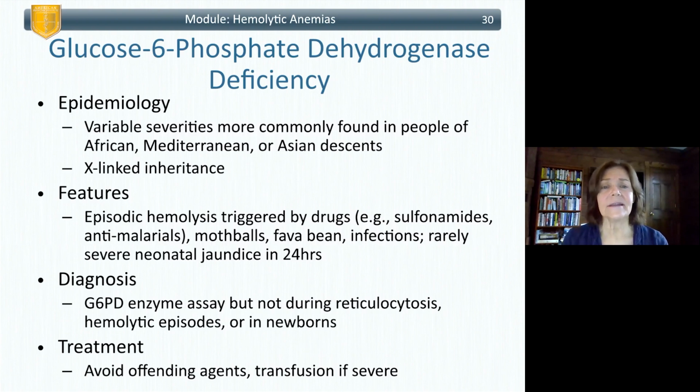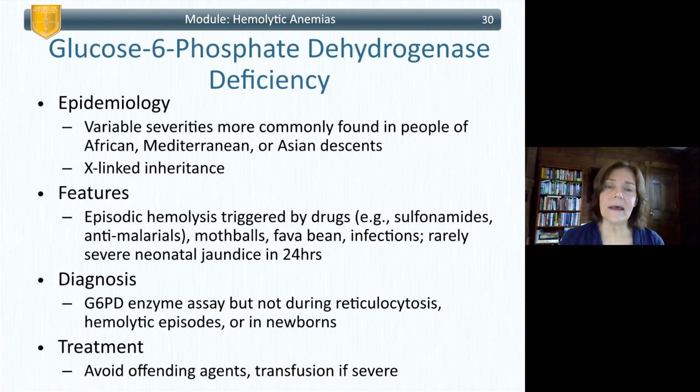It's X-linked inheritance. So often people think, oh, it's only found in males. That is false. Women also inherit this genetic mutation on their X chromosome. However, some women do not express the X that has this mutation on it, whereas other women do express the X that has this mutation on it. So it is important to screen females for this if they've had hemolysis.